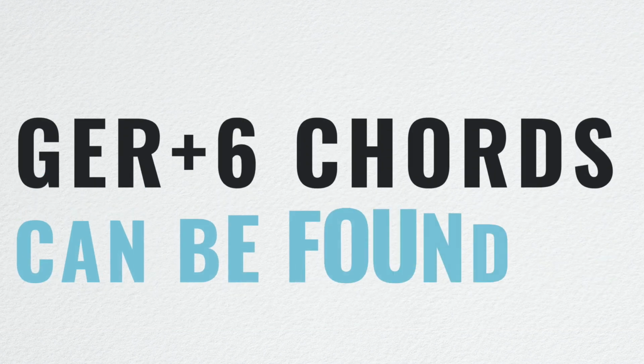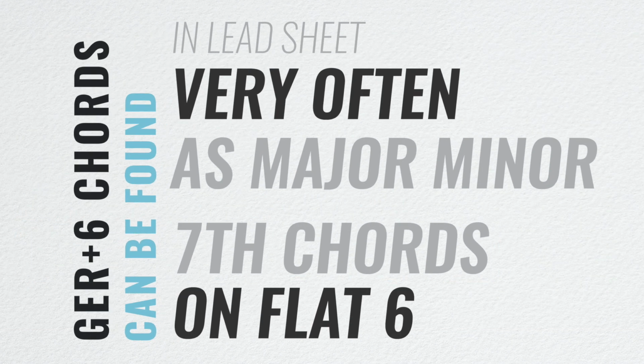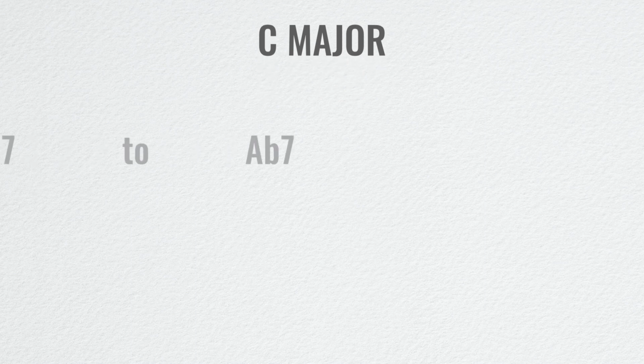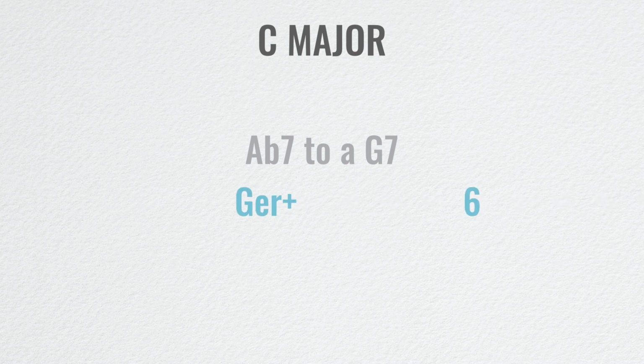German augmented sixth chords can also be seen a lot in lead sheet symbols, where they're written as major minor seventh chords on the minor sixth scale degree. For example, in the key of C major, we would see something like A flat dominant seventh going to a G dominant seventh. It's the equivalent of going from a German augmented sixth chord to a dominant seventh chord if we were to write this in Roman numerals.